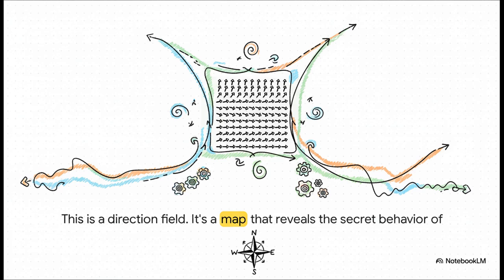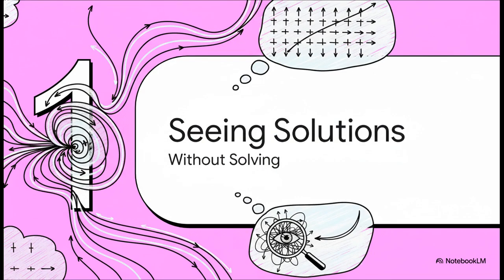Now, it might look a little chaotic at first glance, but it's actually a map that reveals the secret behavior of incredibly complex systems. And I promise, by the end of this, you'll know exactly how to read it. Okay, so let's get into it. How on earth can we see solutions without actually solving anything? It sounds a bit like magic, right?